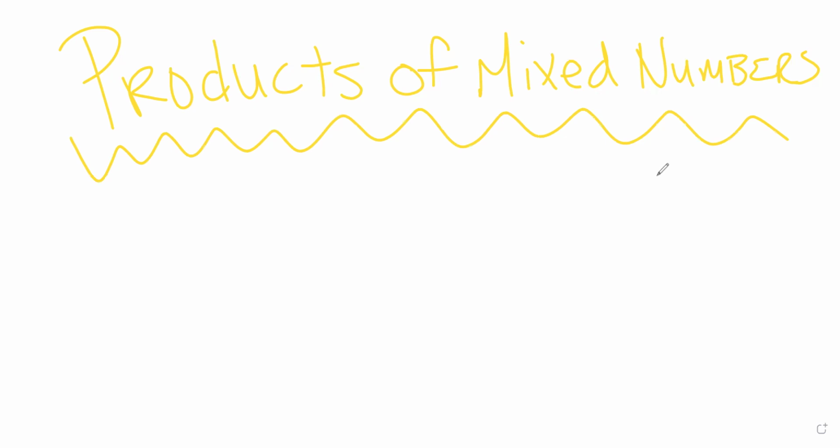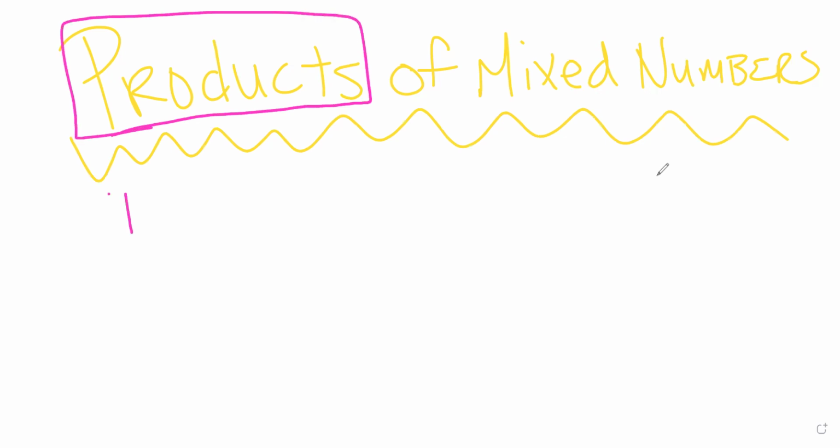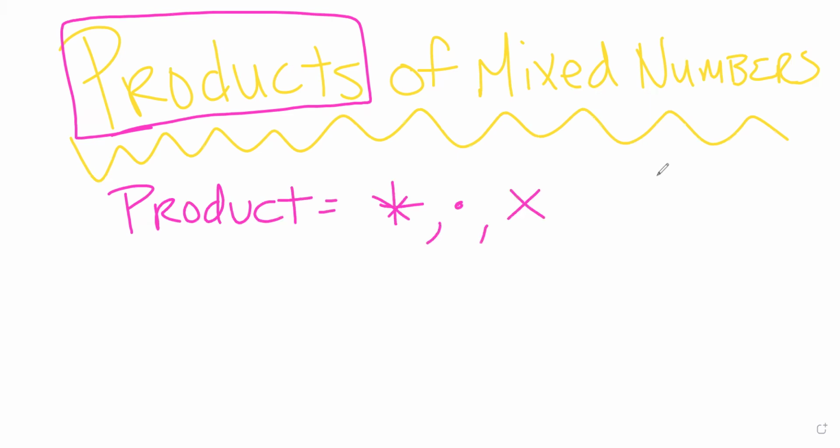So as always, let's break apart what we're talking about, right? We're going to talk about some products today. Again, remember that a product is the answer to a multiplication problem. So we are going to be multiplying. Oh, and look, it even says "of." There you go. There's that keyword. We're going to be multiplying mixed numbers.